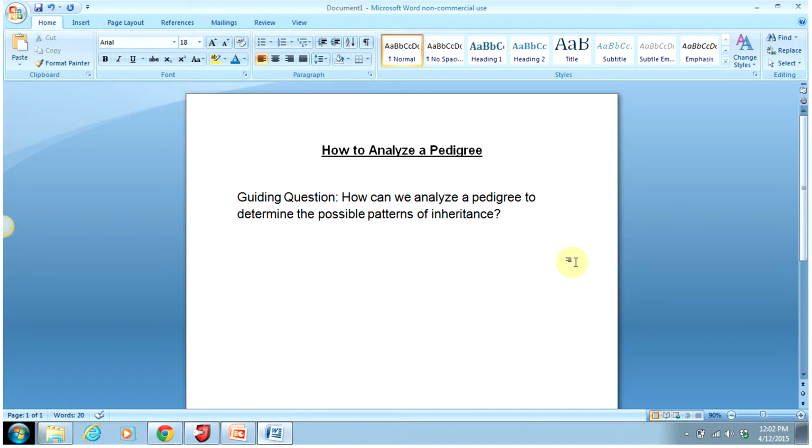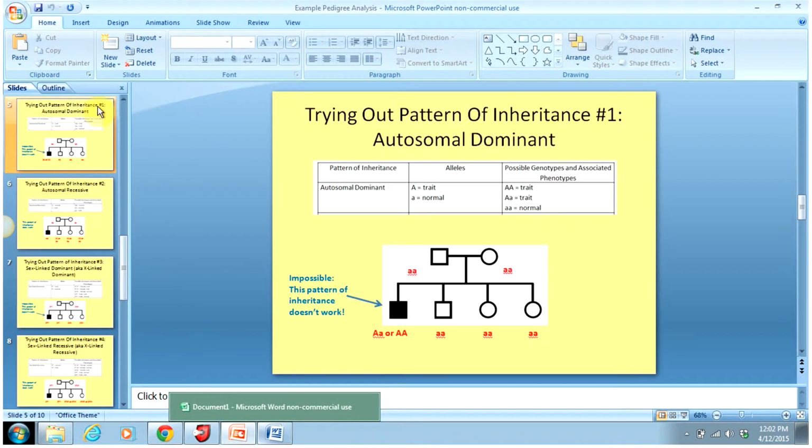The guiding question that we're going to address during this video is how can we analyze a pedigree to determine the possible patterns of inheritance? Okay. So, let's go ahead and get started.